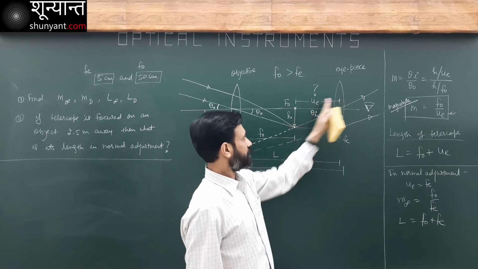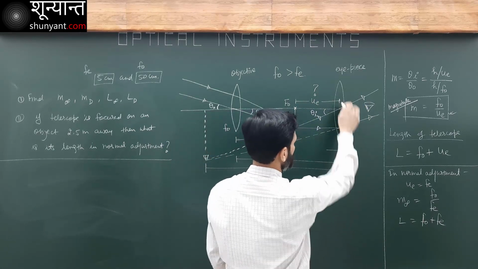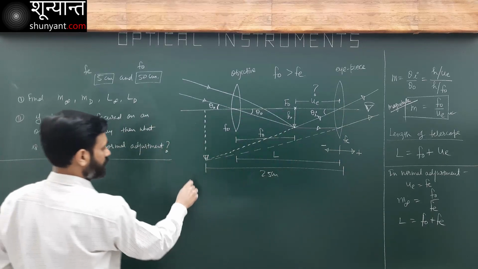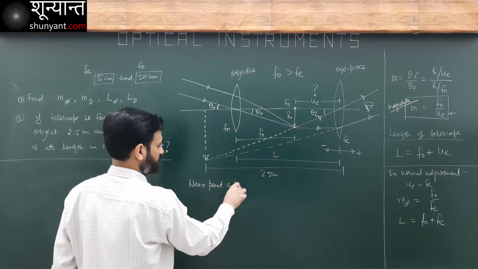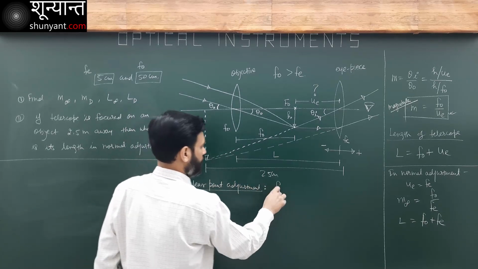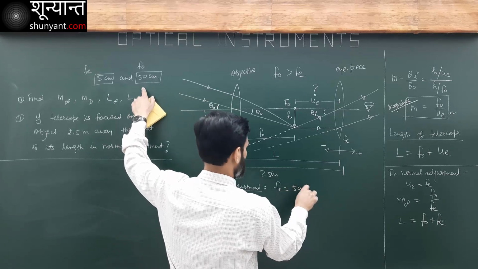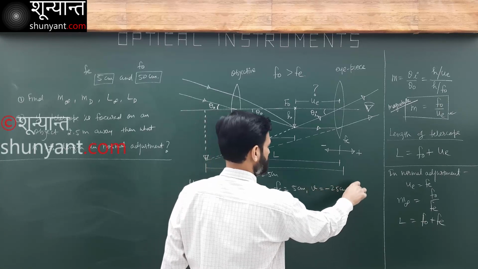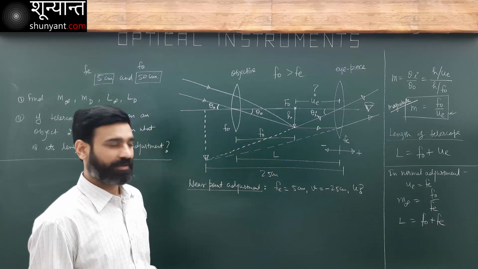This is the lens object. Light rays are going towards the right. So this will be the sign convention for this second lens here. This is positive and this is negative. So for near point adjustment, the focal length of the eyepiece is given. It is equal to 5 centimeter. V is given as minus 25 centimeter. What should be U? Let's find out.